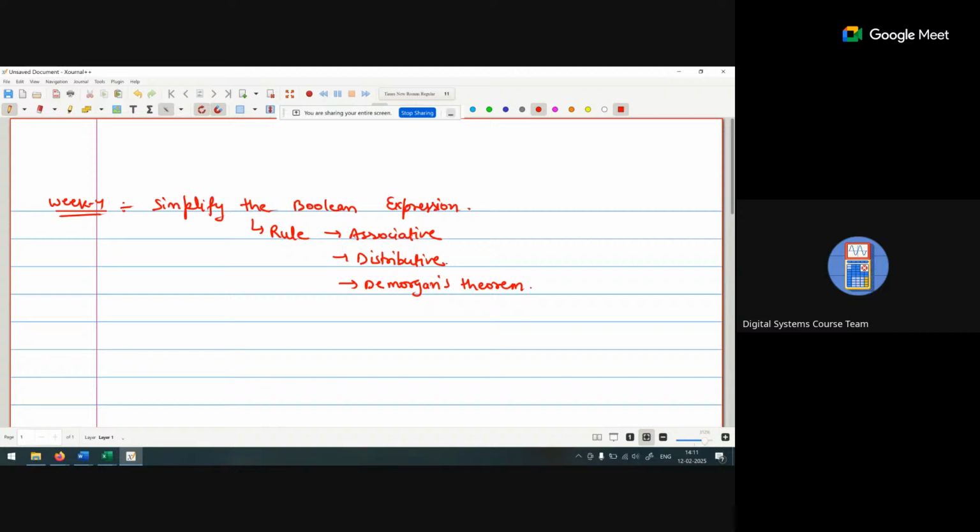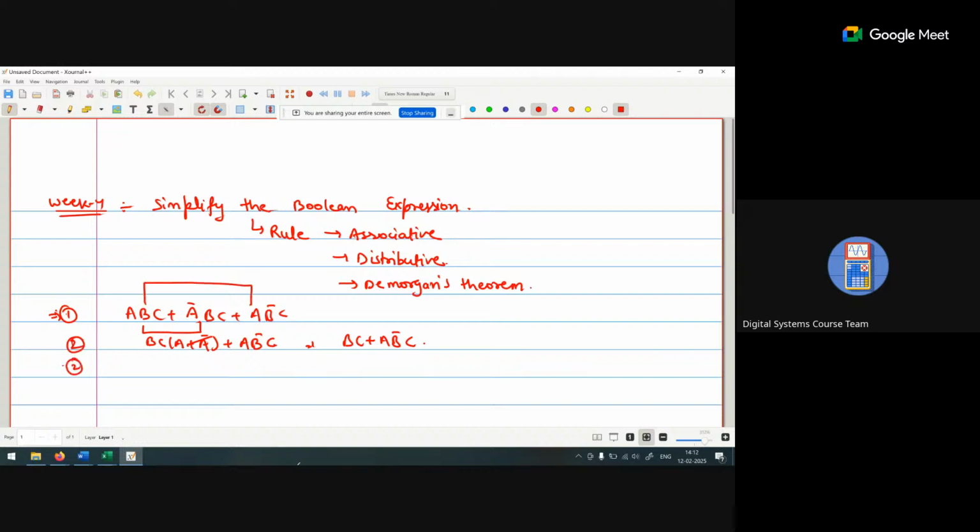Now, the problem is that every answer can be different. For example, if I say A B C plus A bar B C plus A B bar C, one option is this one. Second, if anyone clubs these two parts, A, B, and C are common, so the remaining is A plus A bar. So the answer is also BC plus A B bar C. This is the second solution.